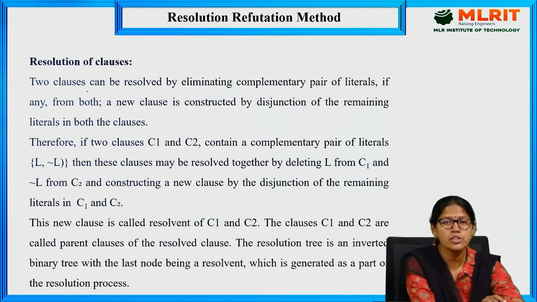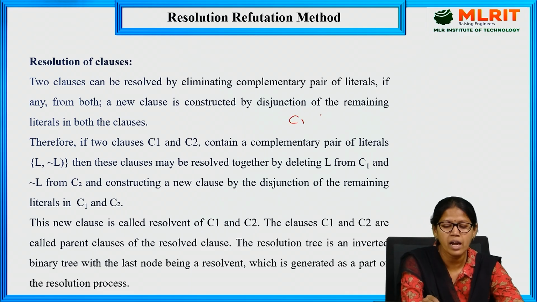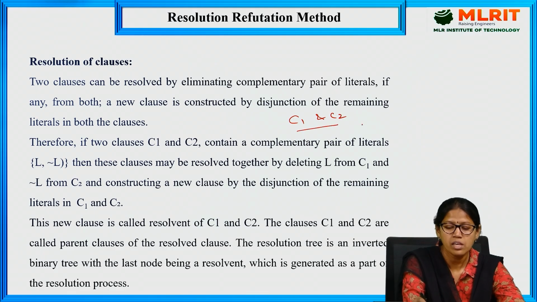Let's see the resolution of clauses. For example, if you have two clauses C1 and C2, then we need to eliminate the complementary pair from C1 and C2. Let's take the two literals L and negation L as the complementary pair. We take L from C1 and negation L from C2, and we derive the new clause by adding the disjunction of the remaining literals to that new clause.